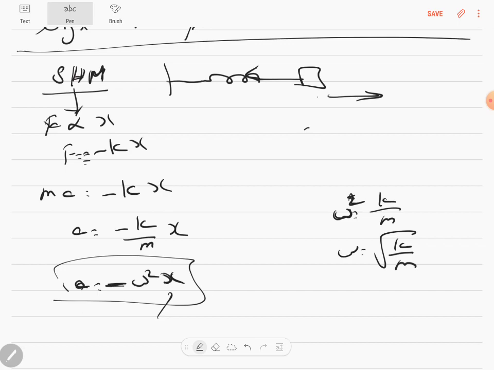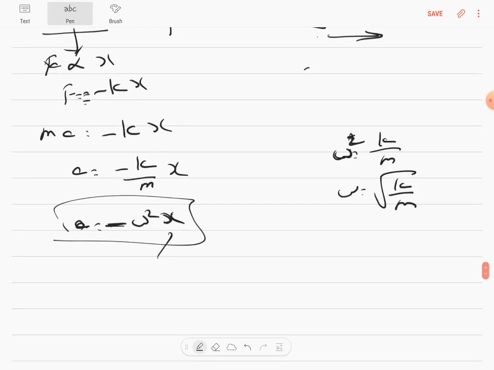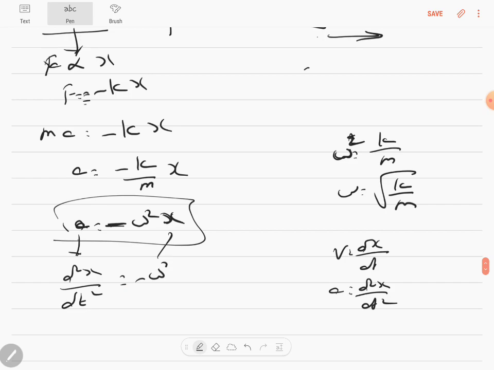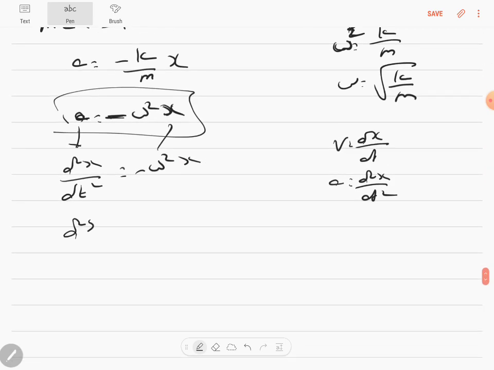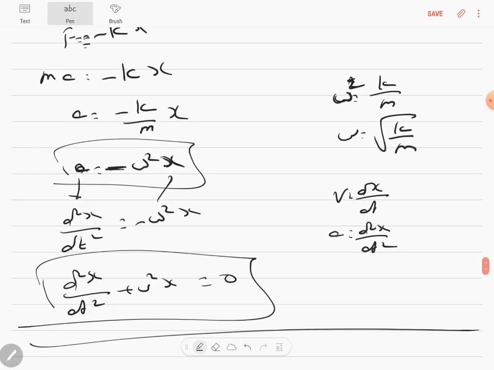Correct? Then, if they ask you to write a differential equation for this, you know that velocity is dx by dt and acceleration is d square x by dt square. By simply changing this, d square x by dt square is equal to minus omega square x, and d square x by dt square plus omega square x is equal to 0. We have converted this into a differential equation. It's very, very simple. This is one way of doing it.